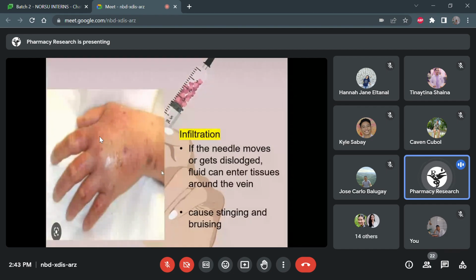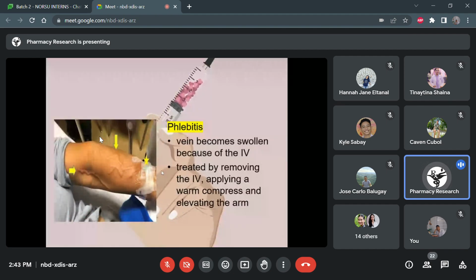Next is infiltration. If the needle moves or gets dislodged, fluid can enter the tissues around the vein, causing stinging and bruising. The next is phlebitis. The vein becomes swollen because of the IV fluids. This can be treated by removing the IV, applying a warm compress, and elevating the arm. Do not worry too much about memorizing these examples; they are the most common complications of long-term use of IV fluids.